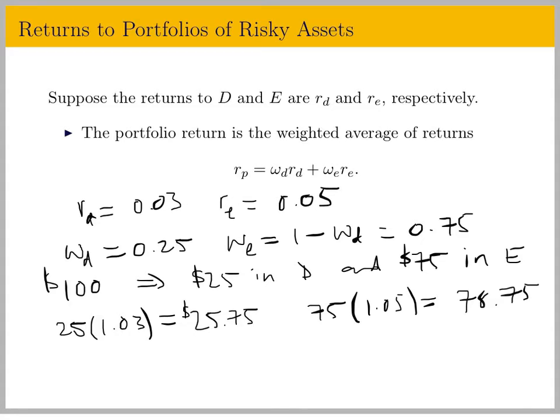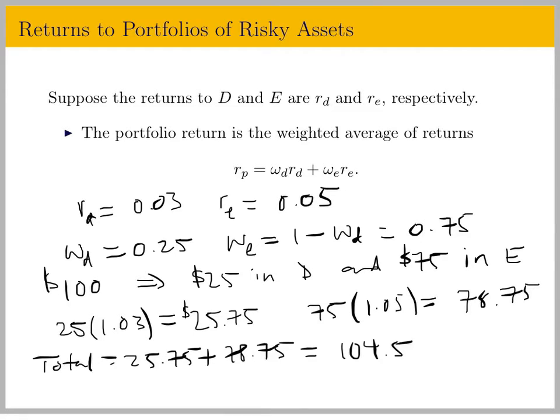Well, so total at the end of the month equals 25.75 plus 78.75, which is equal to 104.5. Now that, of course, is a 4.5% return because I got $4.50 on my initial $100.